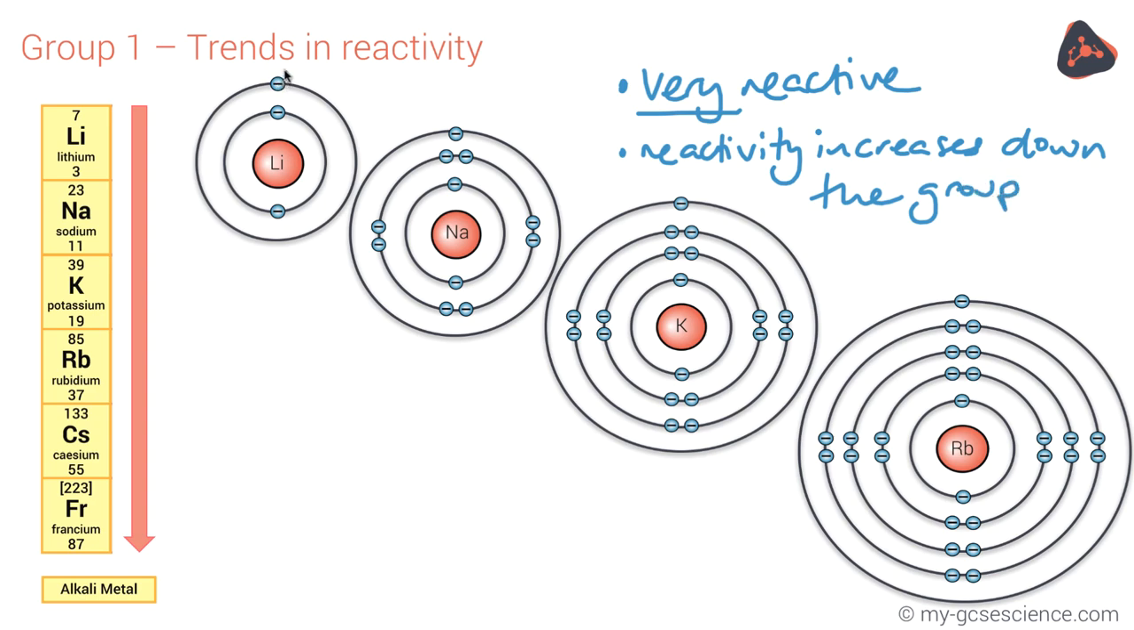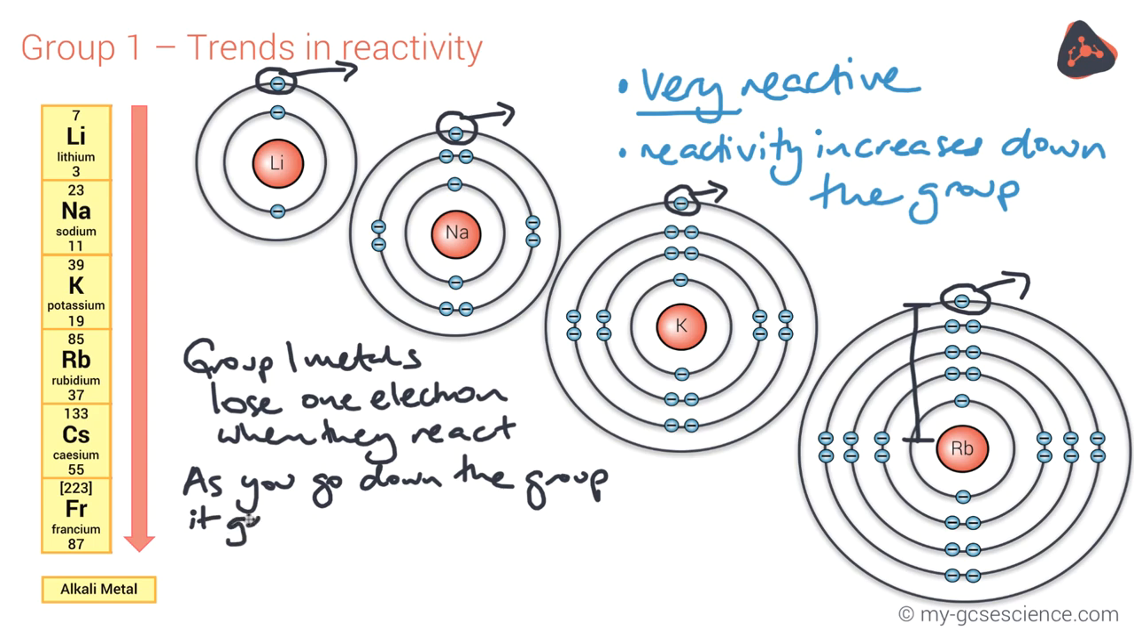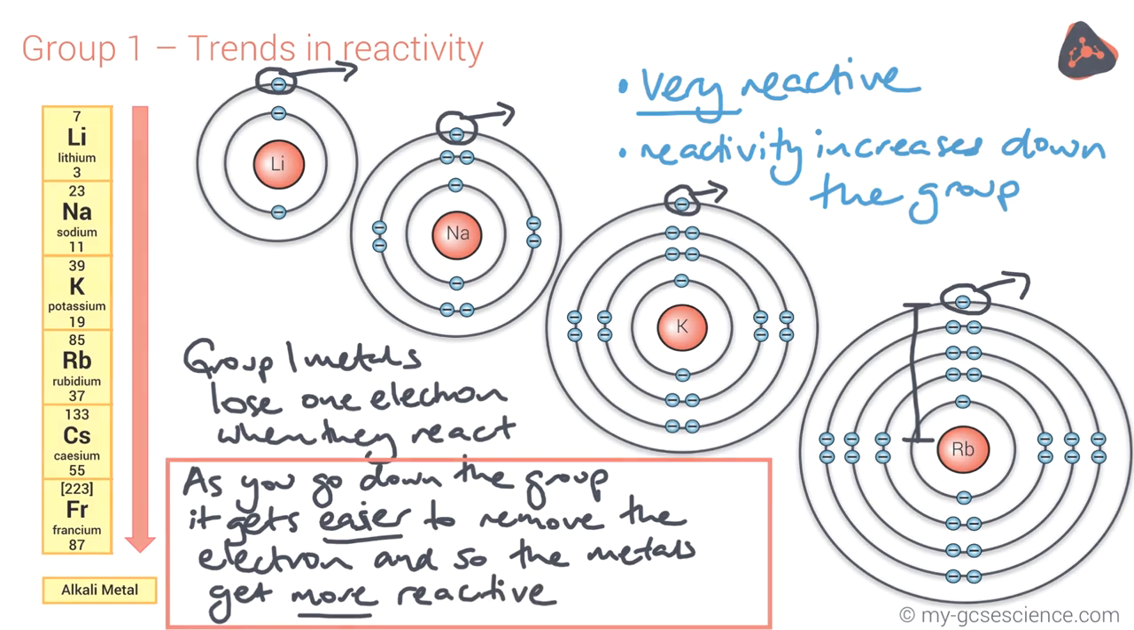As we said before, when Group 1 metals react, they lose their outer electron. If you have a look at these electron structure diagrams, you can see that as you go down the group, the electron that's being lost is always in the outer shell, but the outer shell is much further away from the nucleus in the centre. The nucleus is the positive charge, and that's what is attracting the electrons towards the centre. So the further away the electron that's being removed is from the nucleus, the easier it is to remove the electron, because the nucleus attracts it less strongly.